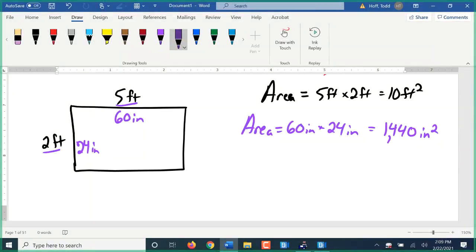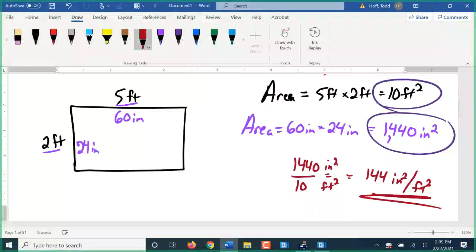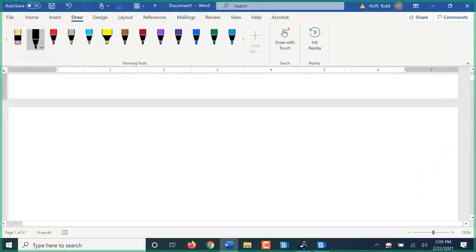For the conversion there, if I divide that out, if I take this divided by that, in other words, 1,440 square inches divided by 10 square feet, I get 144 square inches per 1 square foot. Well, where does that number, 144, come from? It actually is from our length conversions.